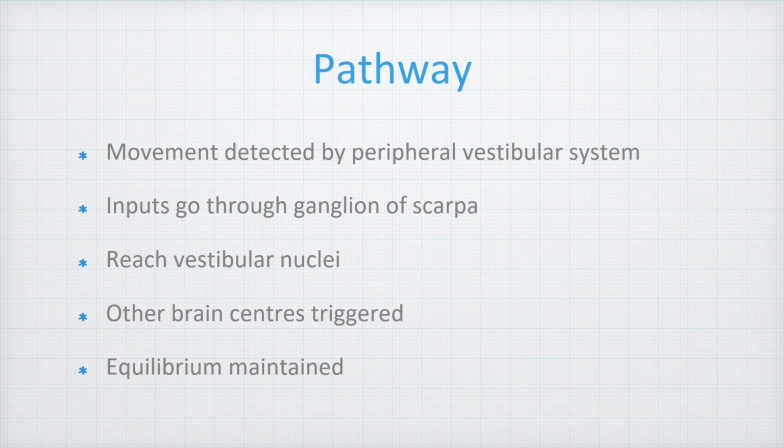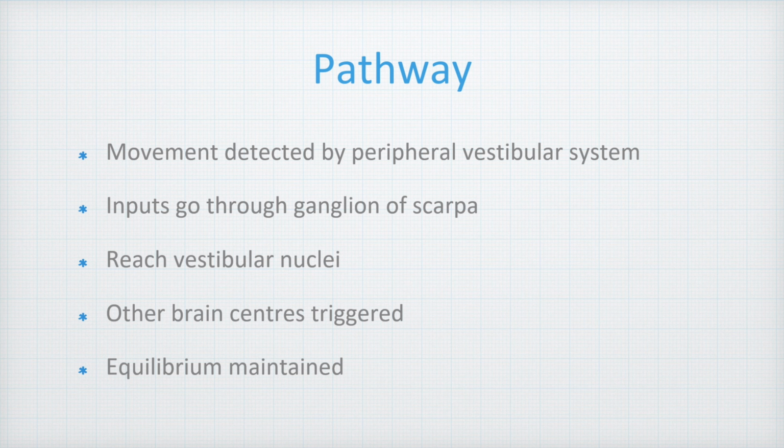Let's look at the path followed by the signals from the peripheral vestibular system to reach their respective destinations in the brain. Movement of the body is detected by the peripheral vestibular system, that is the inner ear, semicircular canals, and the utricle and the saccule. These inputs then go through something called ganglion of Scarpa, and then they will reach something known as vestibular nuclei. These are in the brain.